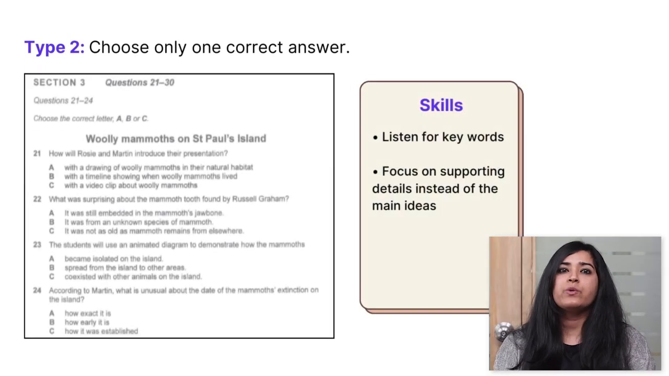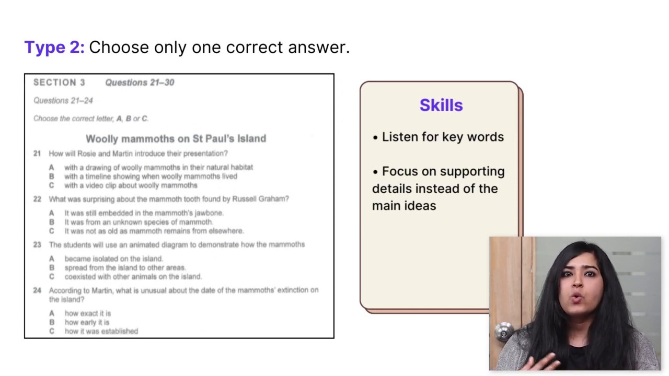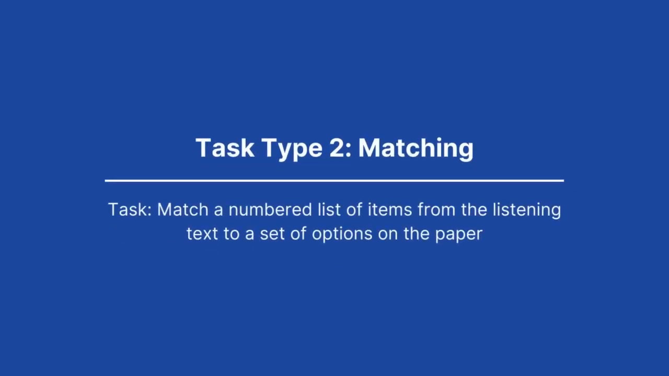The other type is where you will only have to choose one correct answer. For this type, you might be completing the sentence in the question or choosing one answer from a number of options. On to the next question type, which is matching questions.